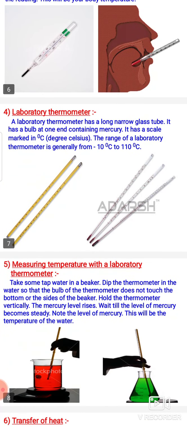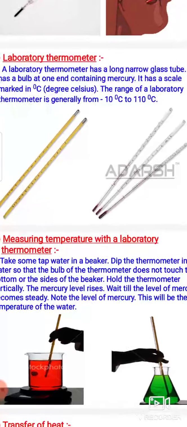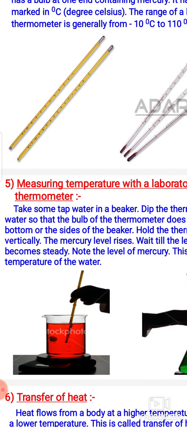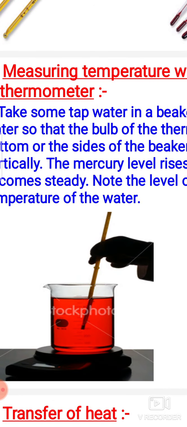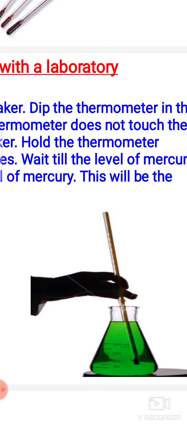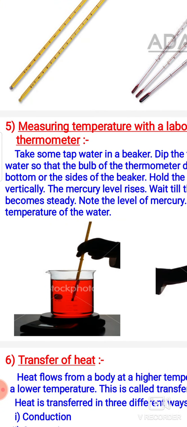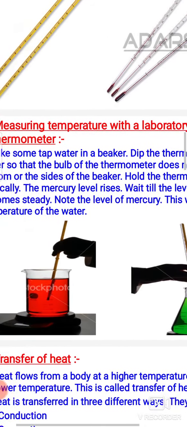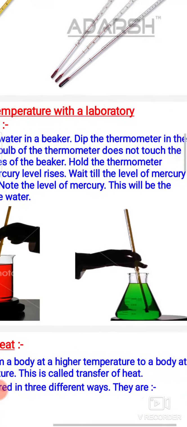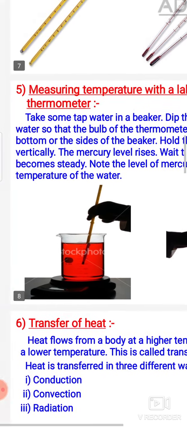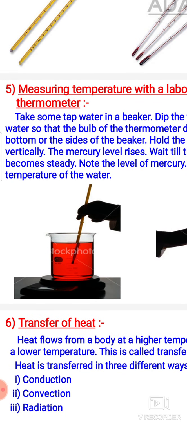And how can we measure the temperature with the laboratory thermometer? You can see here is a solution and the thermometer is kept inside the solution, and the level of mercury in the thermometer will read the temperature. So this is how we can read the temperature through a clinical thermometer or through a laboratory thermometer. Here we have kept the thermometer such that it does not touch the bottom of the vessel. It is clear from the picture itself.